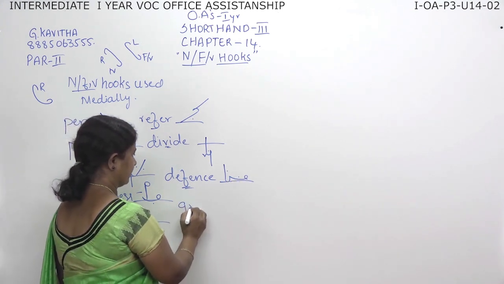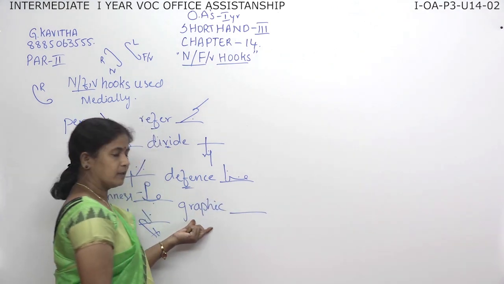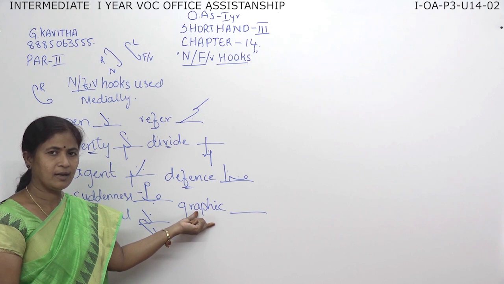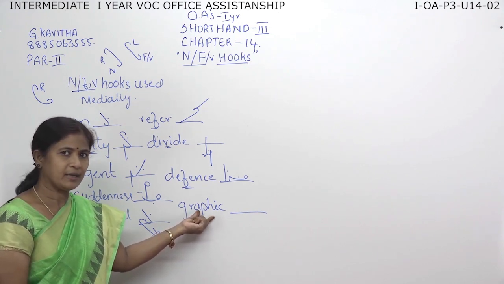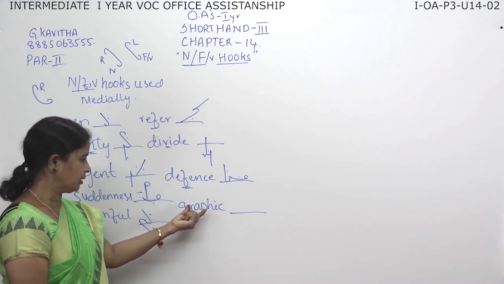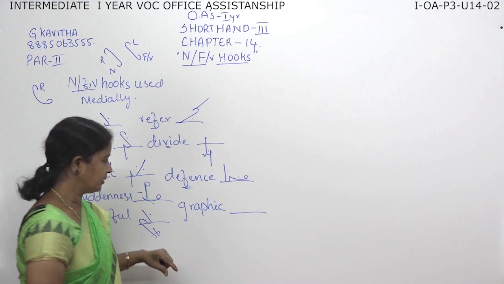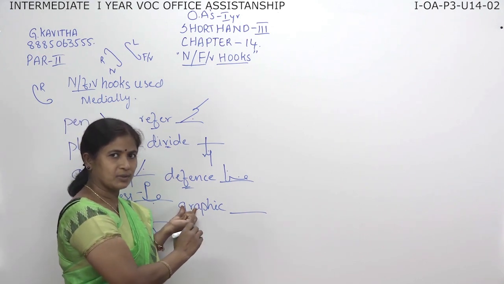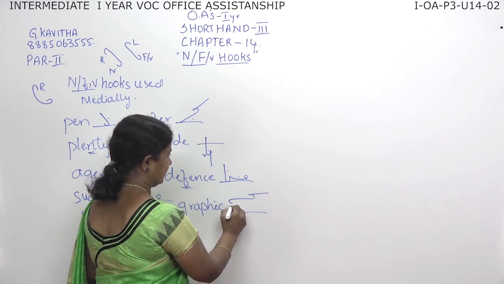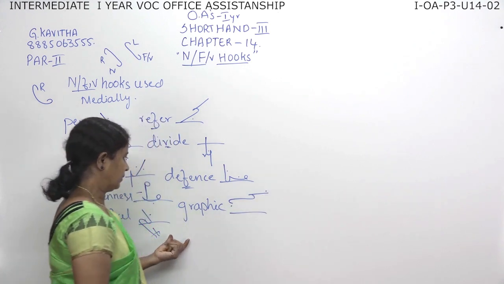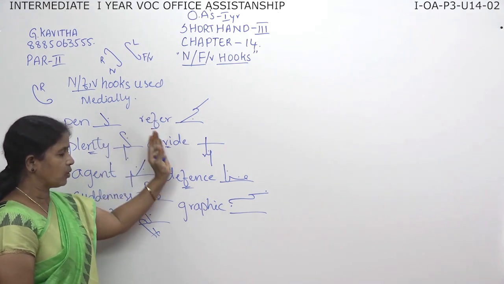Graphic. G-R-A-P-H-I-C. P-H ముందుకని graphic అనము. Graphic. P silent. Okay. F sound మనకి word మధ్యలో వినిపిస్తుంది. ఎలా రాయాలి? Graphic. గర్. ఆరు కదా? Graph, F and K. Graphic. Okay. These are N and F or V hooks.